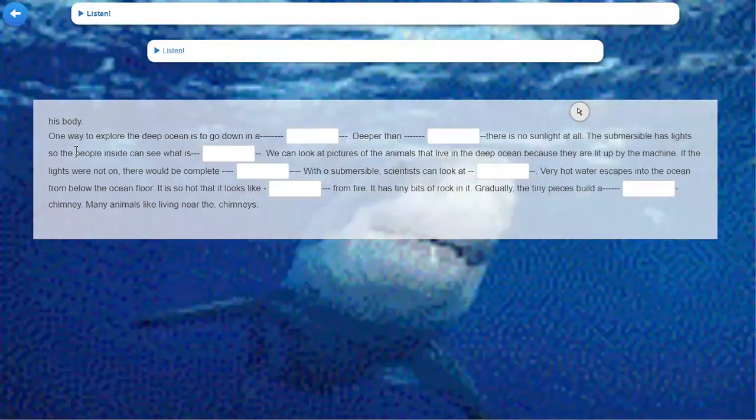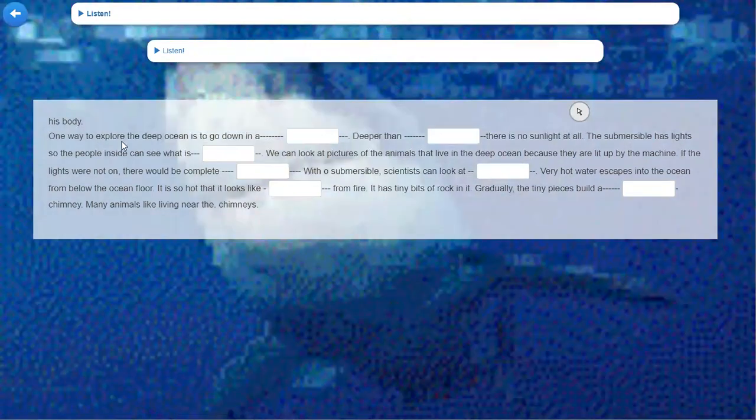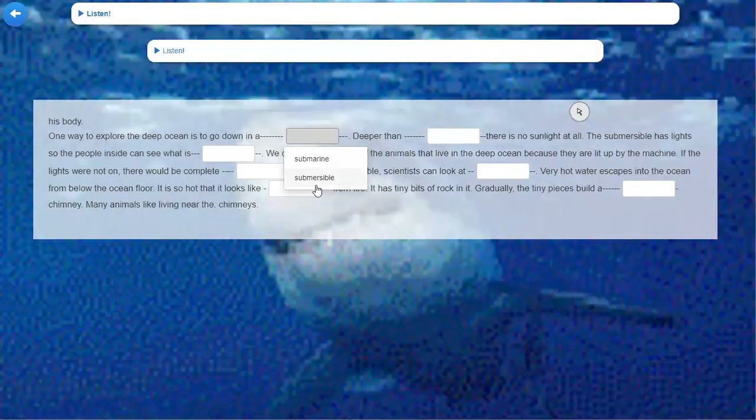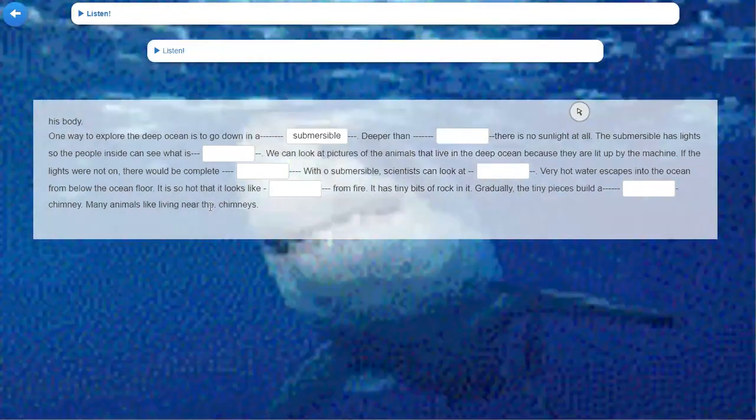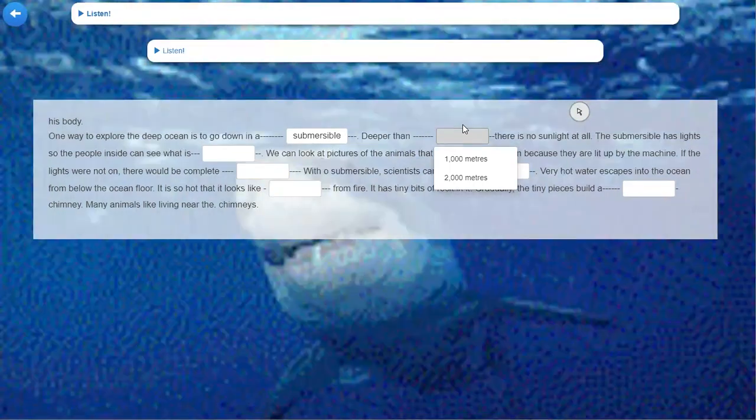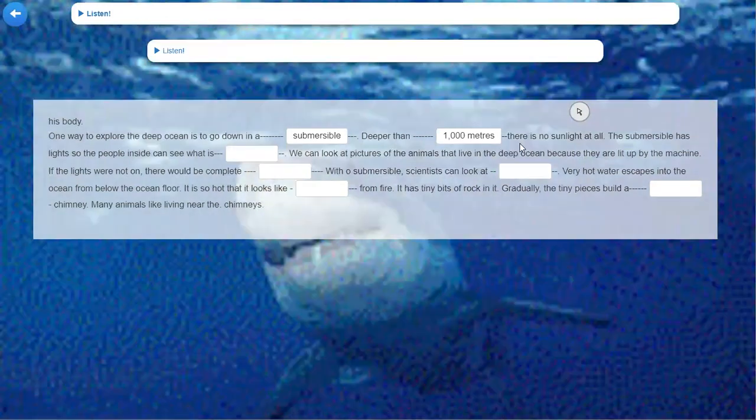One way to explore the deep ocean is to go down in a submarine. Submersible, yes. Deeper than 1,000 meters.